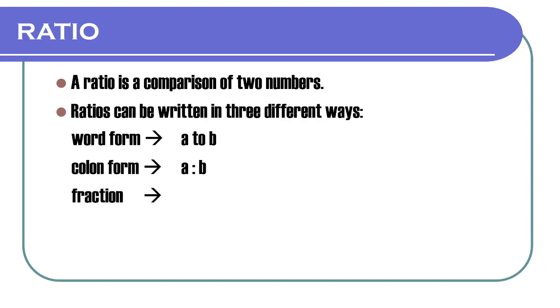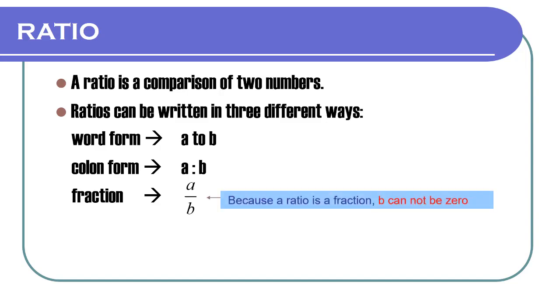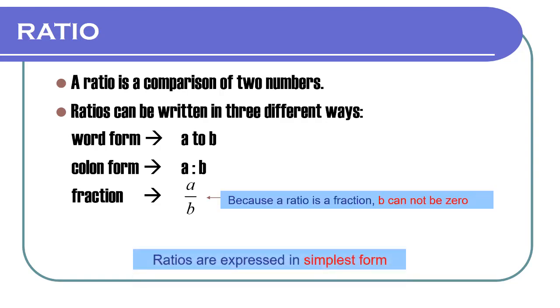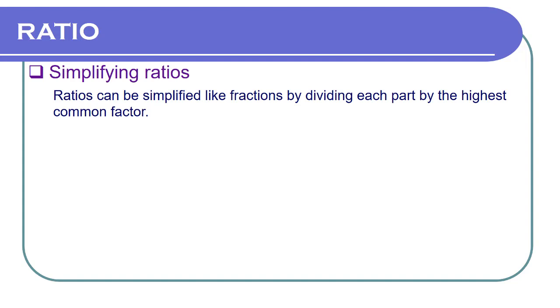The last way to write a ratio is using a fraction. So we can write it as A over B. Because it is a fraction, it means that B cannot be 0. And you have to remember that ratios are expressed in the simplest form. Because a ratio must be expressed in the simplest form, we should simplify ratios.